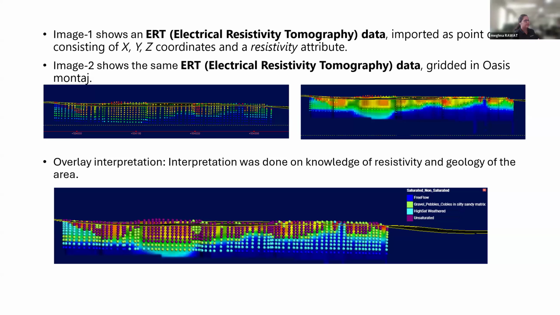Below, the third image is the overlay interpretation. Interpretation was done based on knowledge of resistivity and geology of the area. Here we can see the point data as well as the grids overlaid together, and here you can see the difference. For grids, we have information throughout the area, but for the point data, we only have scattered information wherever we have the point sets.